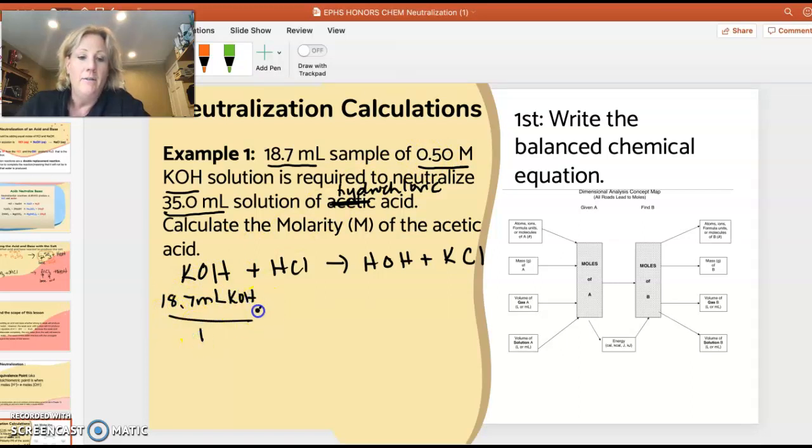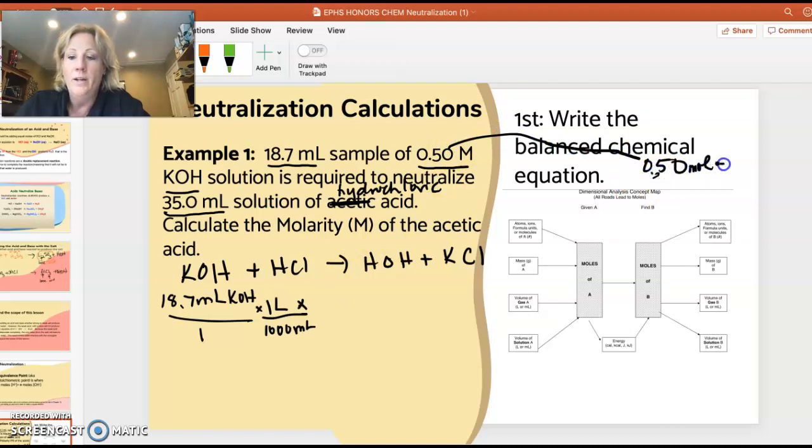And then I need to convert it right away to liters. If you want, you wouldn't have to show this; you could just move it 3 to the left. Then I'm going to use that molarity, and if you remember, when I use molarity as a conversion, that really means I have 0.5 moles of KOH in a liter. So I'm going to put the 0.50 mole on the top and 1 liter on the bottom of KOH.